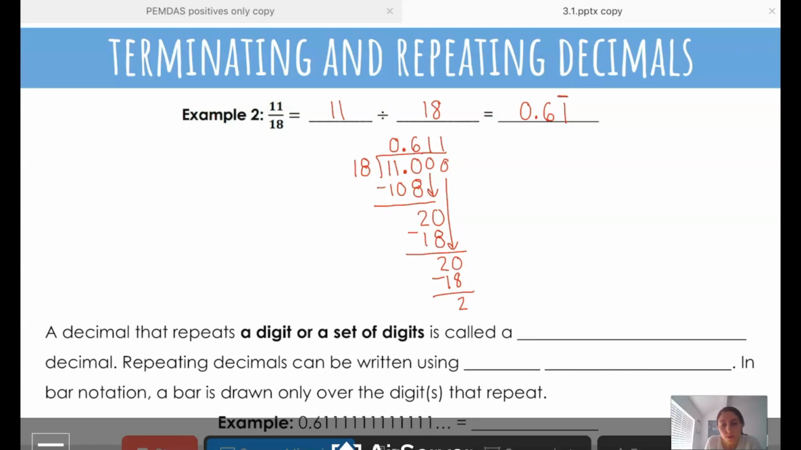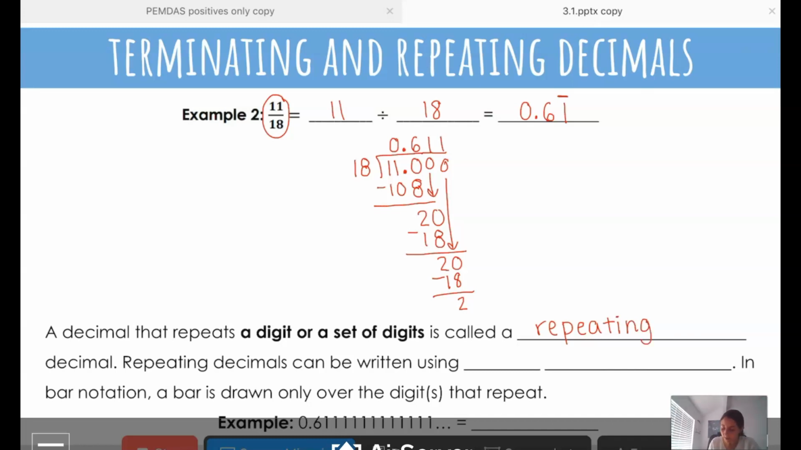So when a digit repeats, or a set of digits repeats, we call this a repeating decimal. And a repeating decimal is also considered a rational number because, as you can see, it can be written as a ratio. This repeating decimal was written as 11 over 18. So a decimal that repeats a digit or a set of digits is called a repeating decimal, which we just got. The digit that repeated in this example was 1.